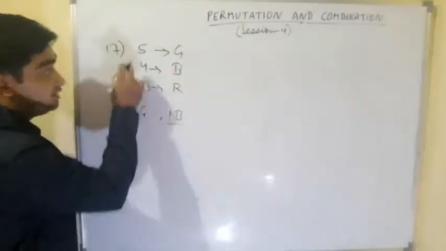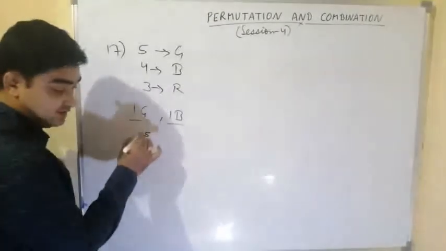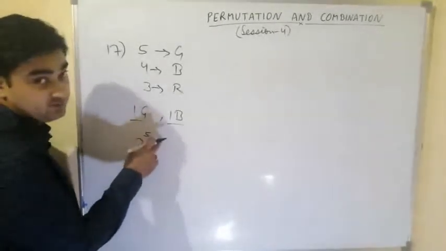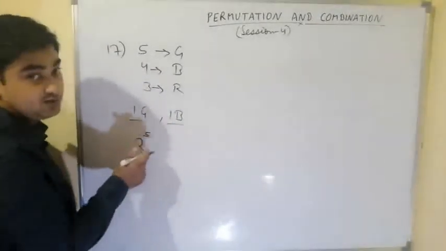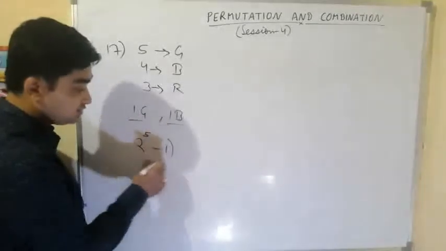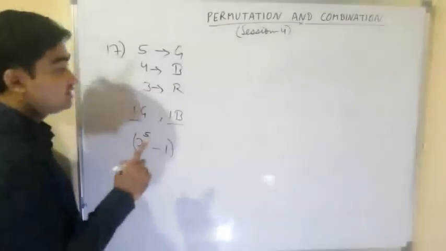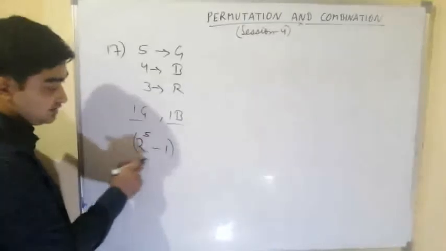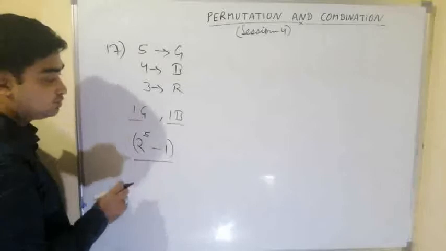What will happen is, there are 5 different green balls. With the first green ball, we have 2 choices, either select it or leave it. With the second green ball, we have 2 choices. With every green ball we have 2 choices, so 2 into 2 into 2, 5 times. Total choices are 2 power 5, but minus 1. Why minus 1? Because one case you have to subtract where we are not selecting any green ball, because you have to select at least one green ball. So these are the number of ways in which you can select at least one green ball: 2 power 5 minus 1.